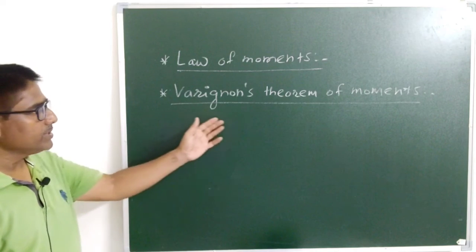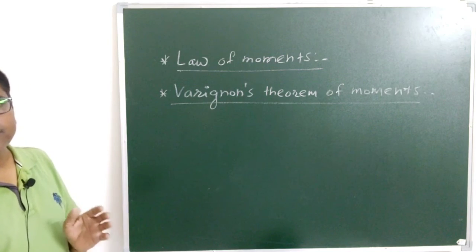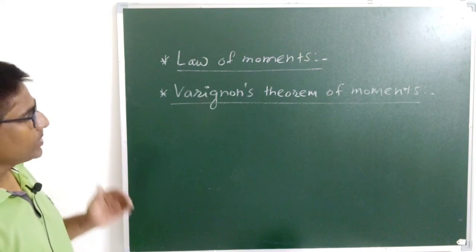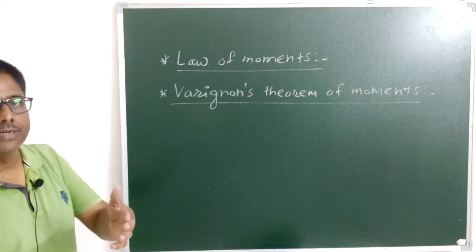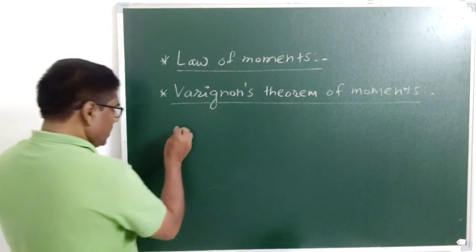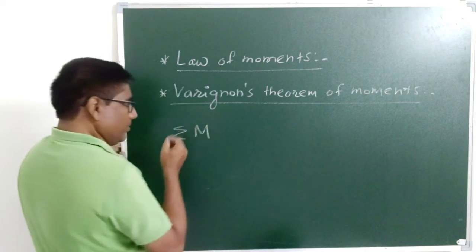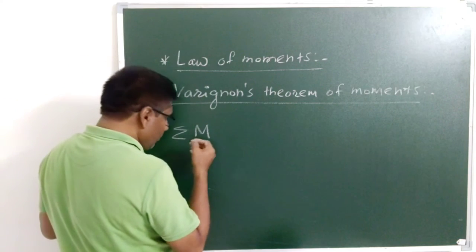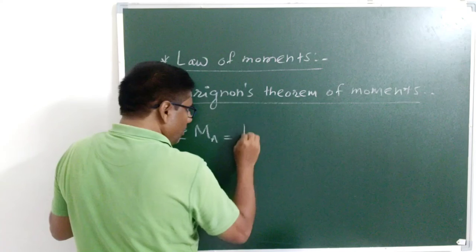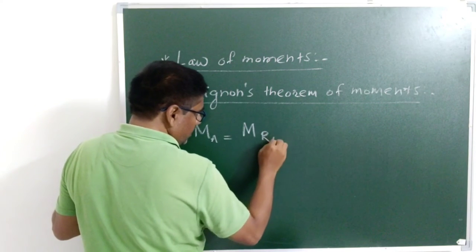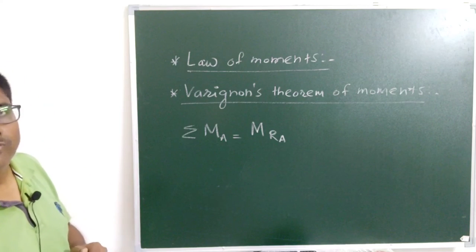Then what is Varignon's theorem of moments? It states that the algebraic sum of moments of all the forces about any given point is equal to the moment of their resultant about the same point. This is what Varignon's theorem of moments is.